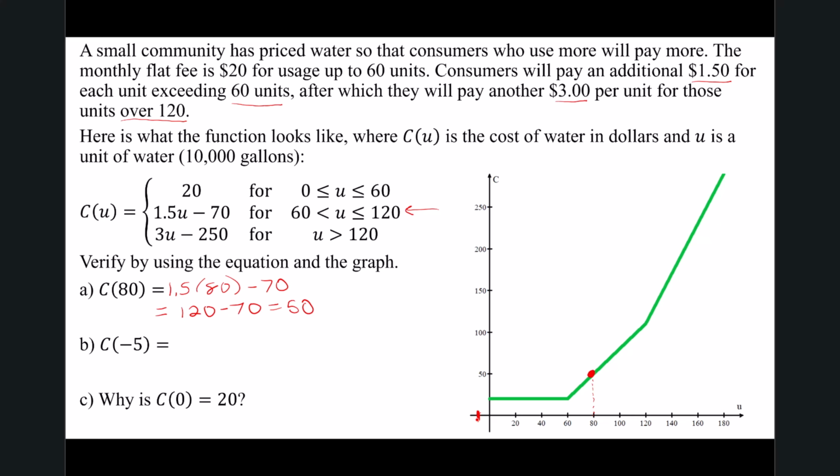The last question: why is C(0) equal to 20? So here's C(0) equals 20. If you use 0 units of water, why are you paying $20? The reason is that at 0 units of water, as soon as your house is hooked up to the system, you're paying that $20 fee right off the bat. So that is why C(0) equals 20.